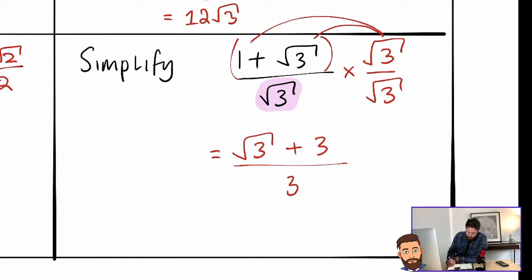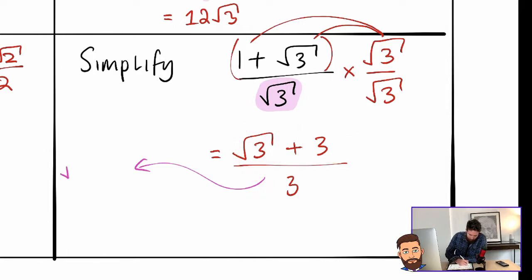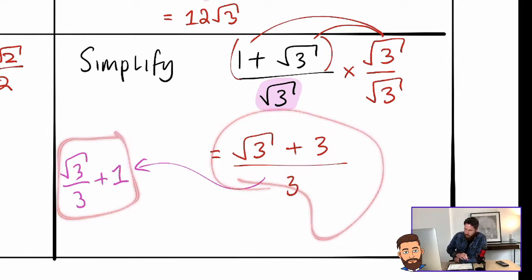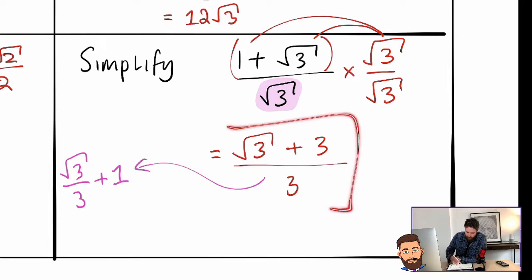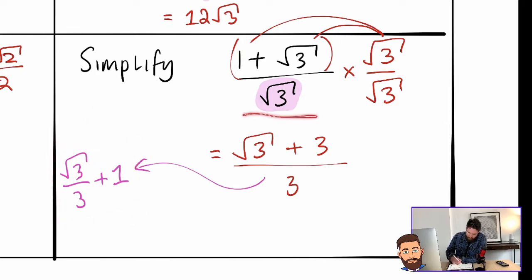An alternative version, and we looked at this last lesson, I would leave it like this. But if the question wanted it in a different form, we could split this as over 3 and we could split this as over 3. So we would end up with root 3 over 3 plus, if we split this, what is 3 divided by 3? 1. So that is exactly the same as that, just in a different form. I would just leave it as this though. Unless really specified, there is no point wasting time doing that. This is just as good of an answer.